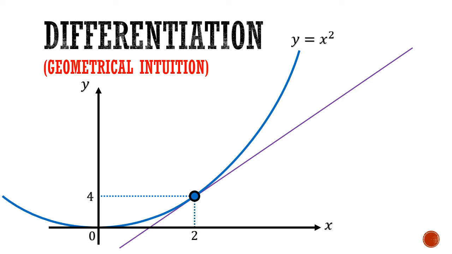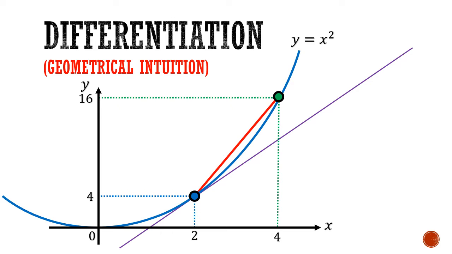How can I find the exact gradient of this purple tangent? Well, first, I can take another point on the curve. Let's take this green point at (4, 16). So we're going to do some estimation. Let's construct this red line known as the secant that passes through 2 points on this blue curve. We can find the gradient of this red secant using the formula y2 minus y1 over x2 minus x1. To some of you, you might know it as rise over the run. So that gives us a gradient of 6.